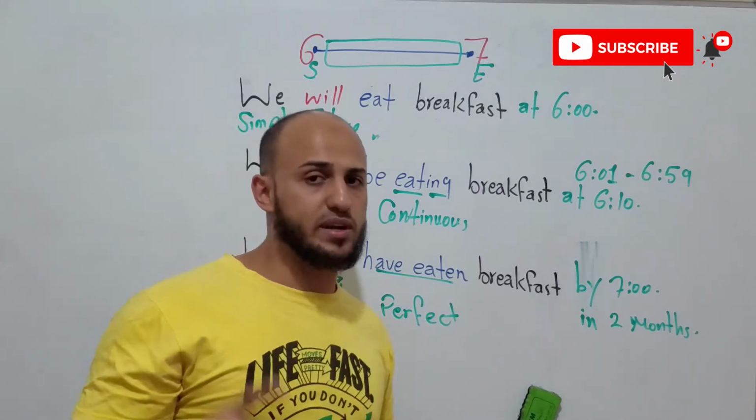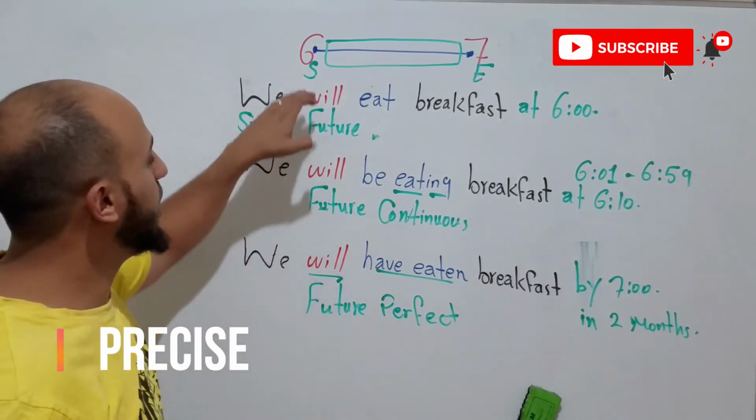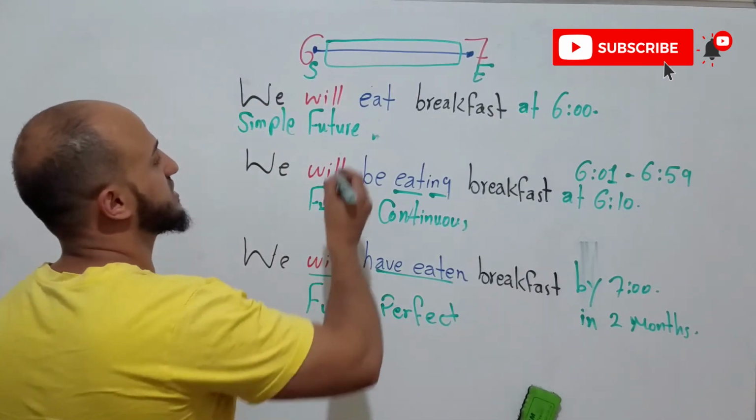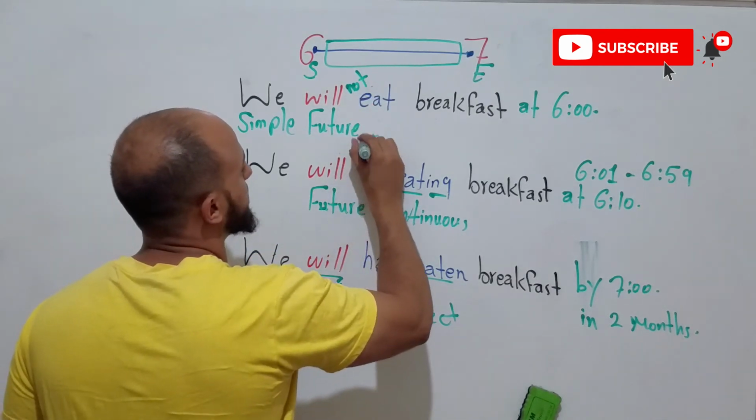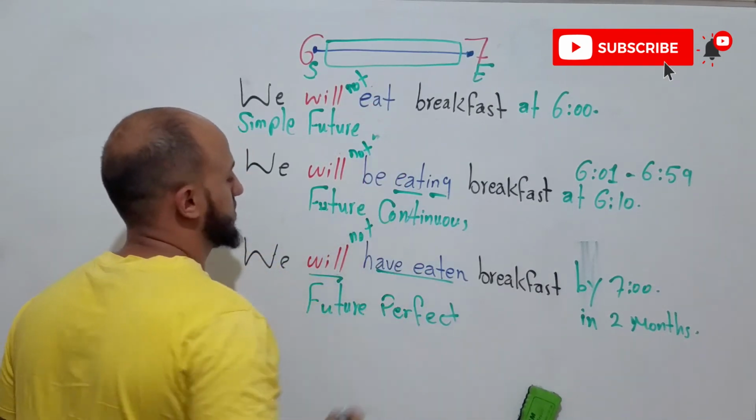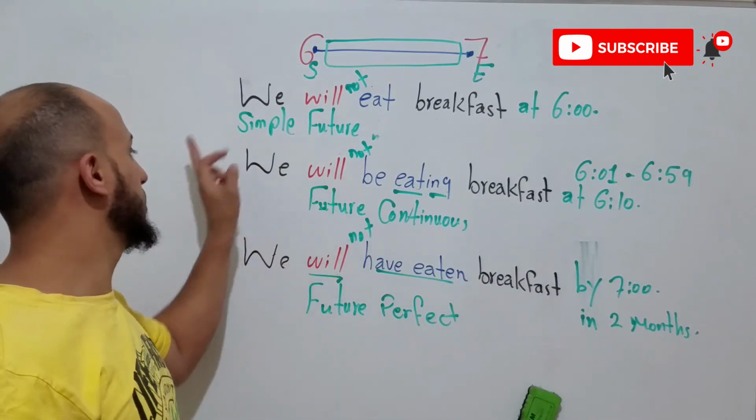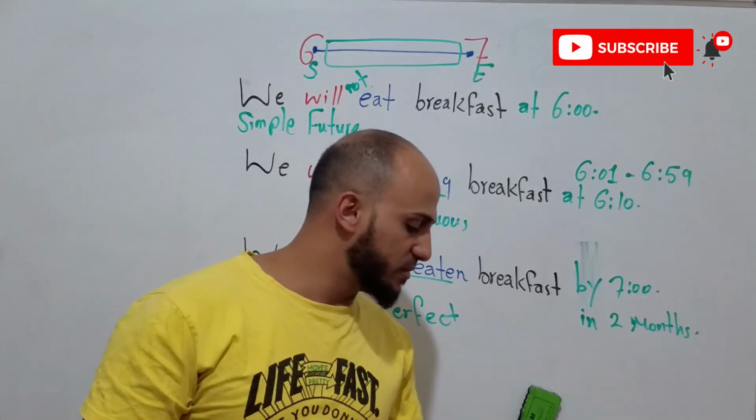We still have 1 point, guys, or 2 points to be precise. How do we make them negative? It's easy, guys. Don't be confused. It's just here, not. The same idea. A question, the same idea, guys. You take will here, and you make a question. That's all about it, guys.